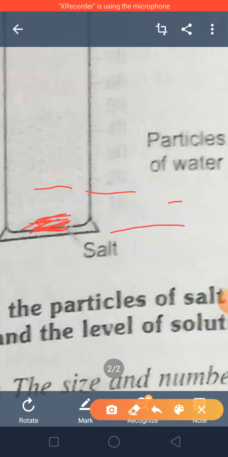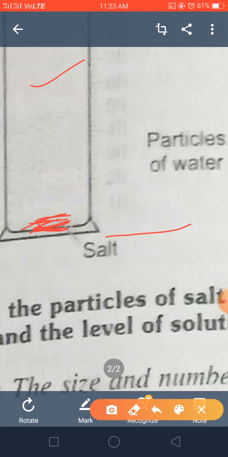So let us take a stirrer, say for example a glass rod or a spoon, and stir the water inside this cylinder. When you stir this water, you will see that the level of the water again goes down and comes again to 50 ml.